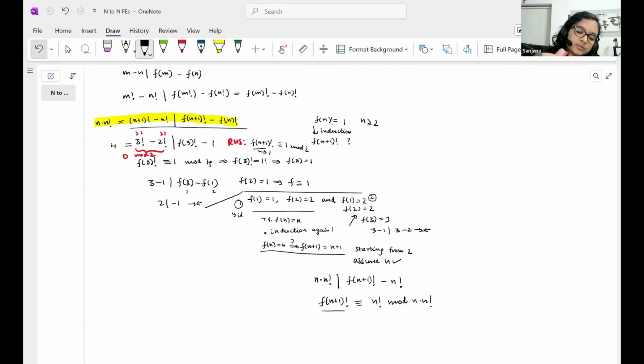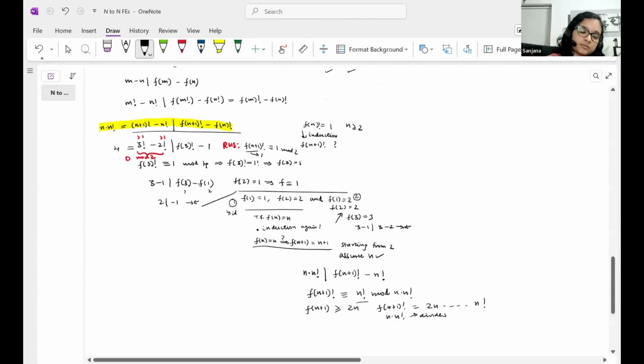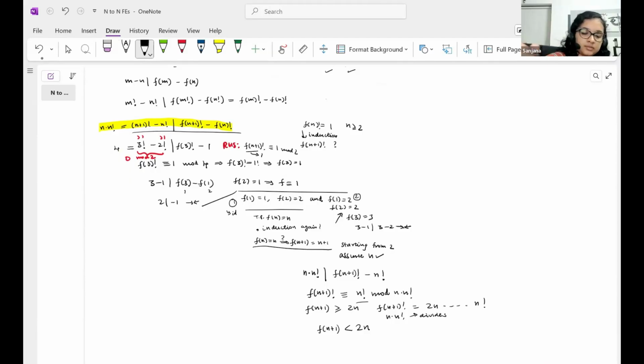So more precisely, if f of n plus 1 is at least 2n, then its factorial will be 2n times a bunch of stuff and then times n factorial. So n times n factorial will divide it. And that would be a contradiction because this is not 0 mod n times n factorial. So you have to have f of n plus 1 less than 2n. This is one thing.